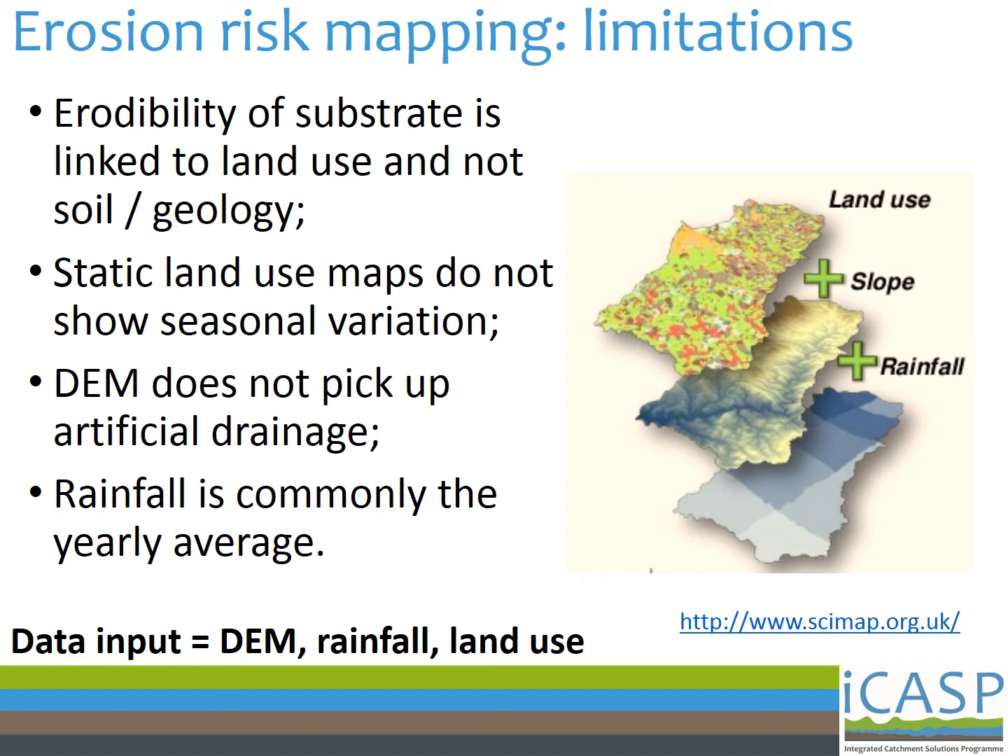DEMs do not pick up artificial drainage, those small drainage networks around fields that are often placed to help drainage. And rainfall is commonly the yearly average, which doesn't pick up peaks and troughs and extreme events throughout the year.